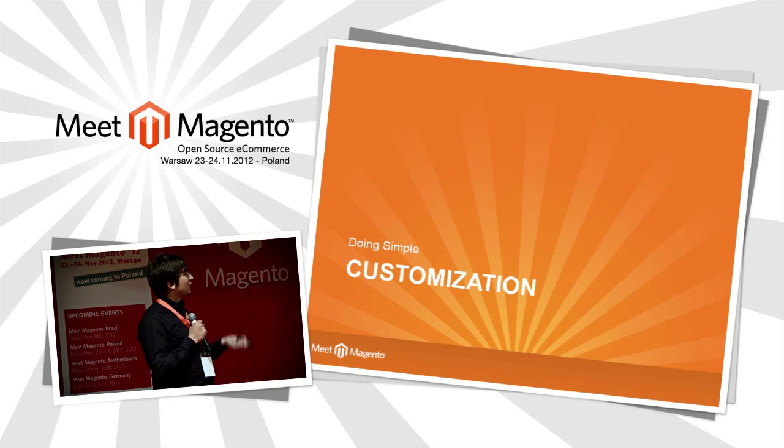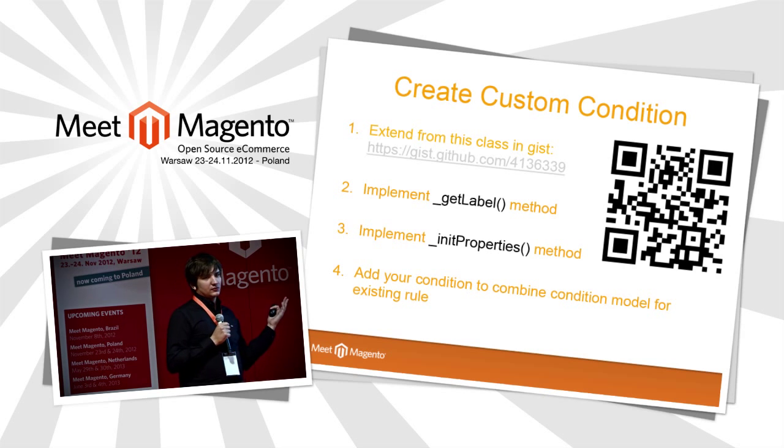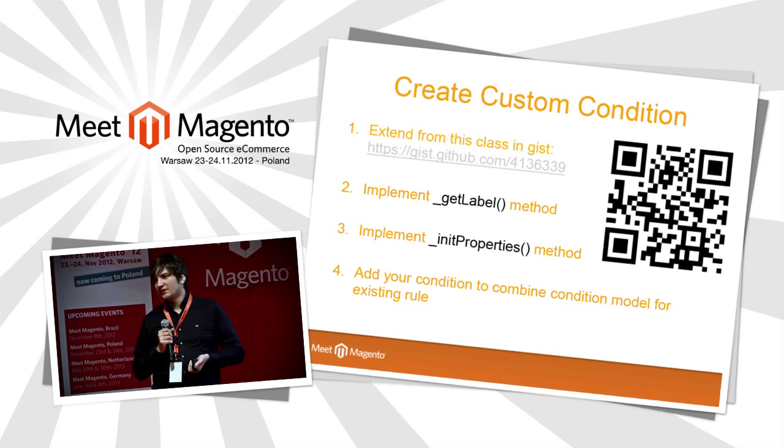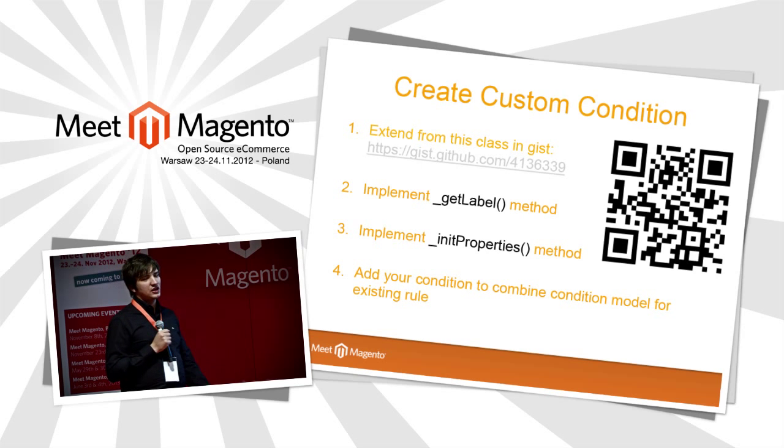So now a bit about doing some simple customizations. I'd like to explain how to create some custom conditions that can be used in any kind of promotion rule. First, I think you need to scan this QR code to get this gist. It's actually some base class that I already created for you and that you can use in any of your modules. Just name it in your namespace and so on, and extend it from it.